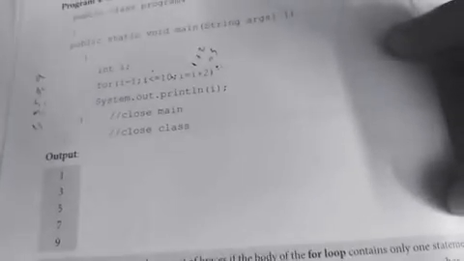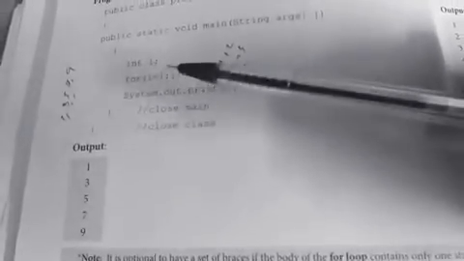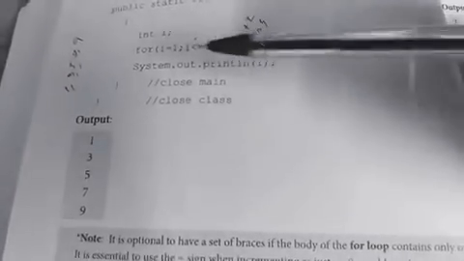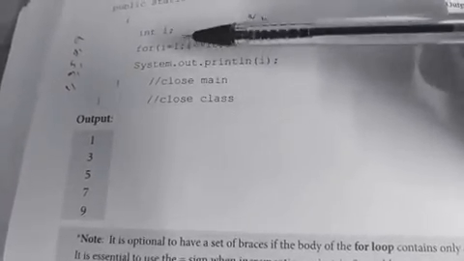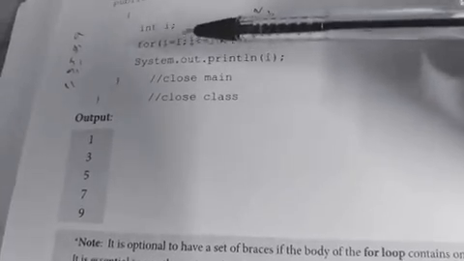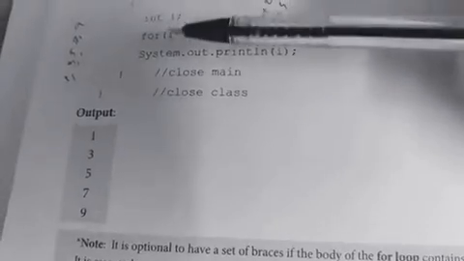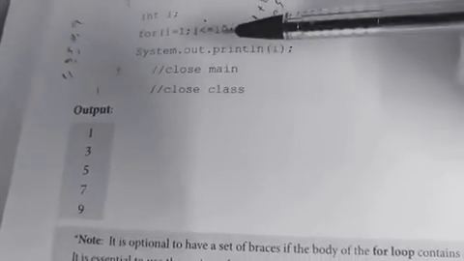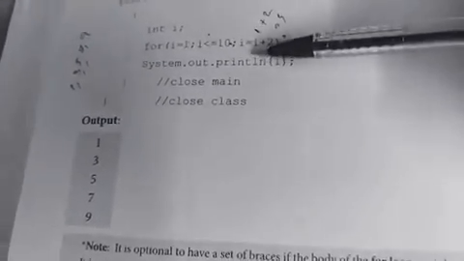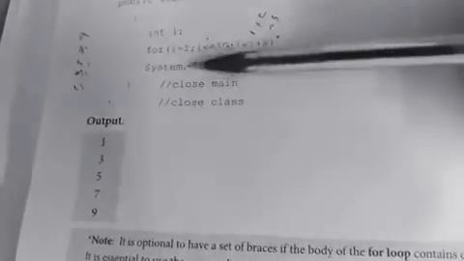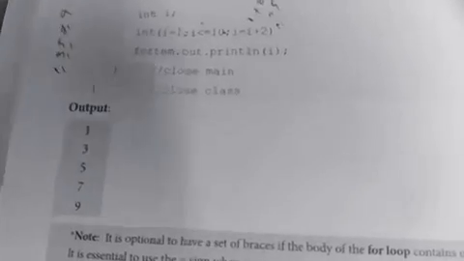So this can be done for any range of values. If you want to print odd numbers from 9 to 50, what is the initial value? 9. What is the final value? 50. Each time the value will be incremented by 2. So that is a small variation we have to make in the for loop.